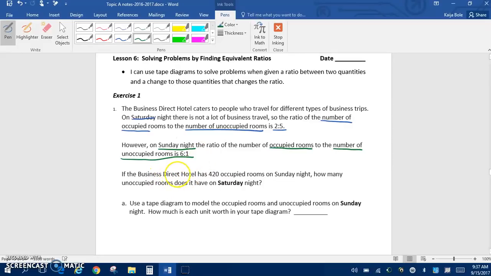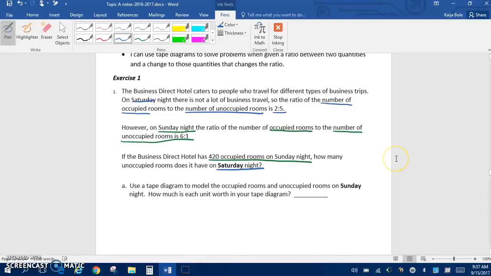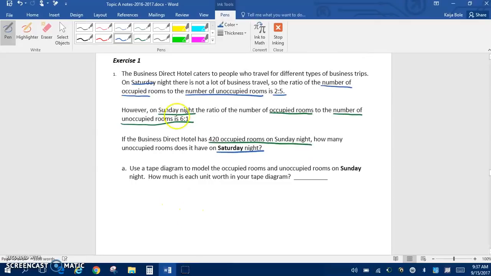Now it says if the Business Direct Hotel has 420 unoccupied rooms on Sunday night, so underline that, how many unoccupied rooms does it have on Saturday night? Okay, so you can see here I tried to color code the things. Blue is Saturday night, green is Sunday night. So part A says use a tape diagram to model the occupied rooms and unoccupied rooms on Sunday night. So I'm going to work in green here for Sunday night.